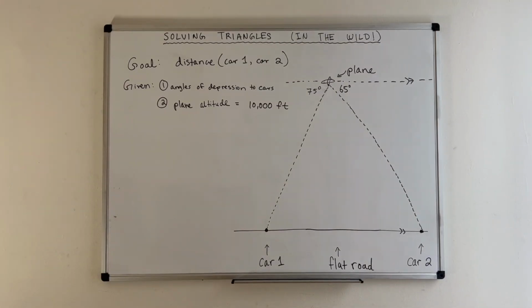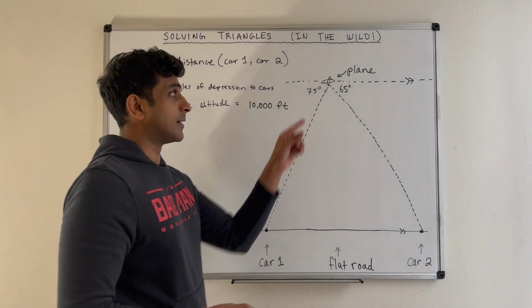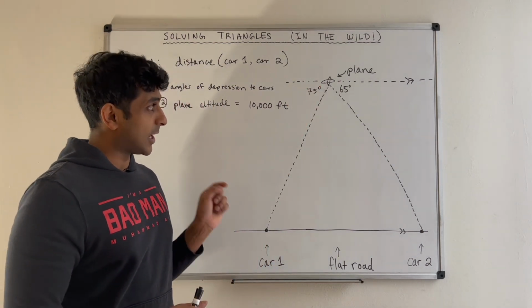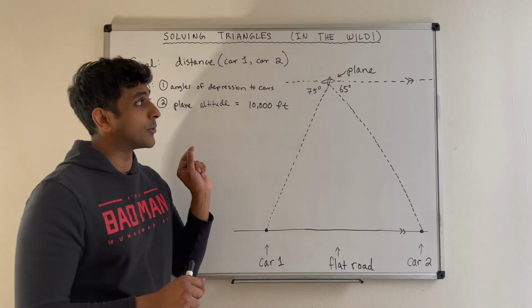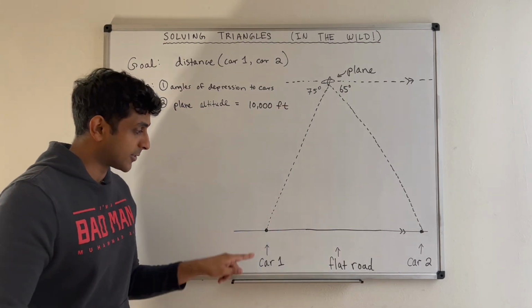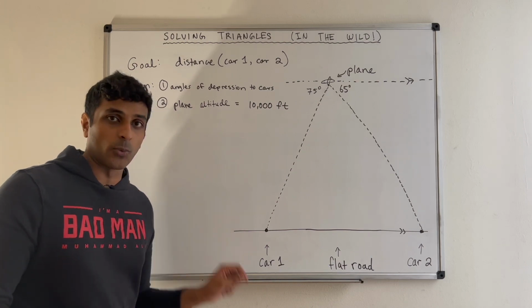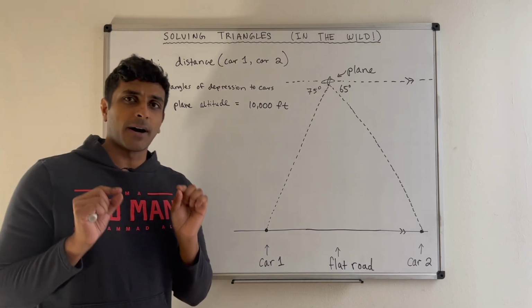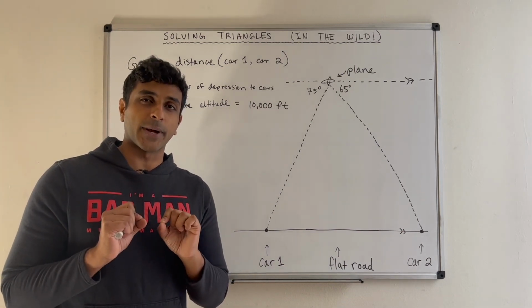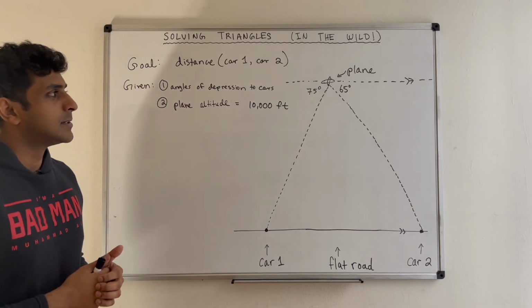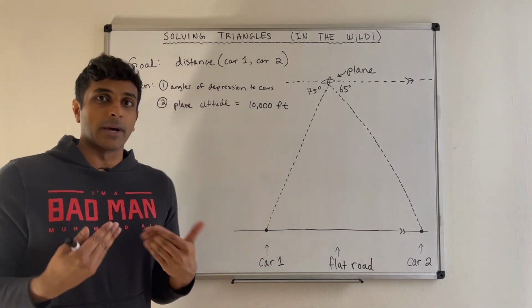Let's imagine that we are flying inside of this plane. Hopefully we're never flying inside of a plane that looks exactly like that one looks, but for better or for worse, let's say we are in that plane and we are flying above a flat road, and on one side of the plane on the flat road is car 1, and on the other side of the plane on the road is car 2. Is it possible from the plane to figure out how far apart the two cars are on the ground? Well, obviously we need some amount of information.